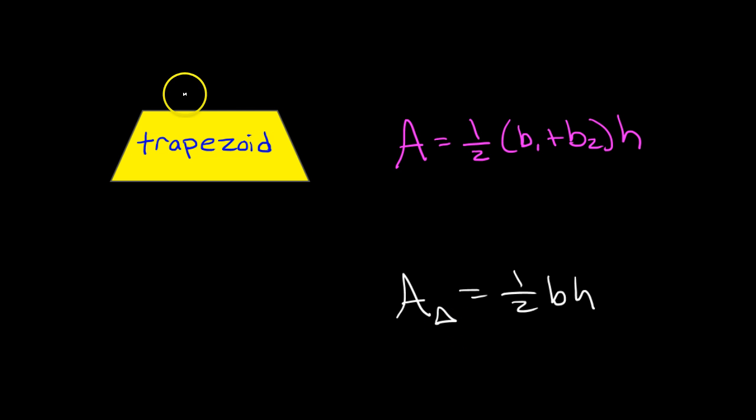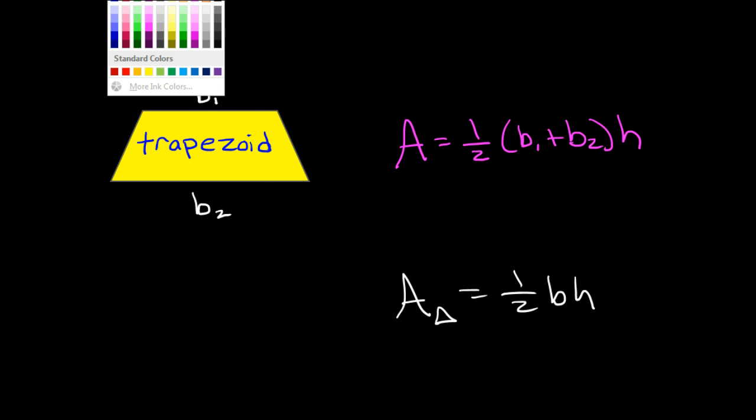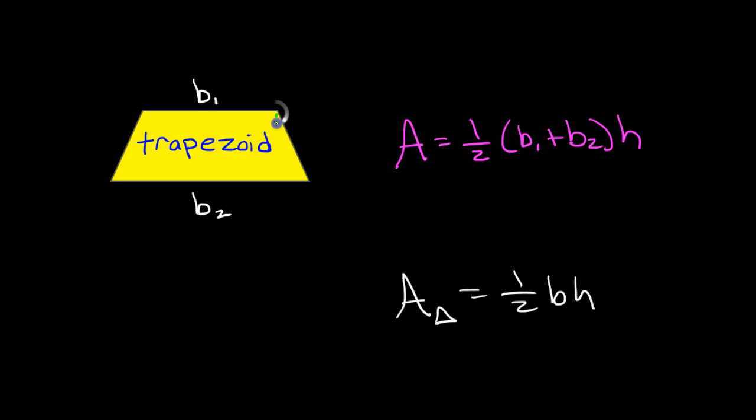But a trapezoid has two bases. I'll call this one base 1 and this base 2. These horizontal segments are the bases. So you can think of it as the area of a triangle, but instead of one base there are two. So instead of 1/2 base times height, it's 1/2 the sum of the bases times the height. Of course, the height would be this distance, straight down. That would be the height.